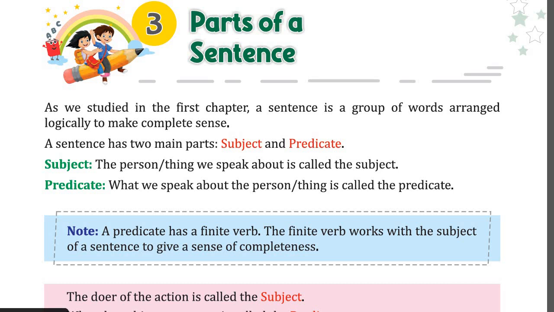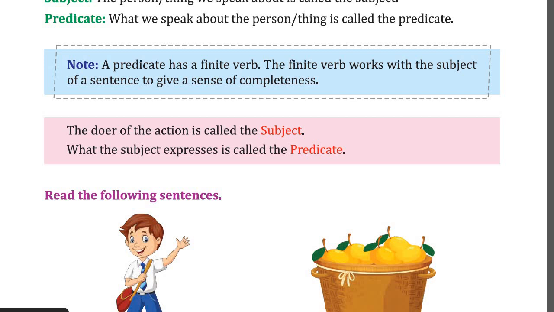So we can divide a sentence into two main parts, that is subject and predicate. The subject is the person or thing we speak about, and the predicate is what we speak about the person or thing, that is, it describes the person or thing. Example: Kanika is eating a mango. Here Kanika is the subject and eating a mango is the predicate. It is describing that Kanika is eating a mango.